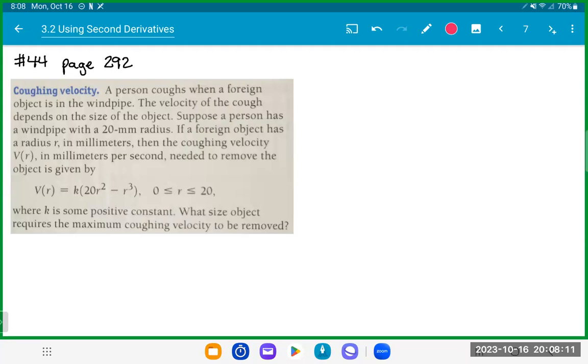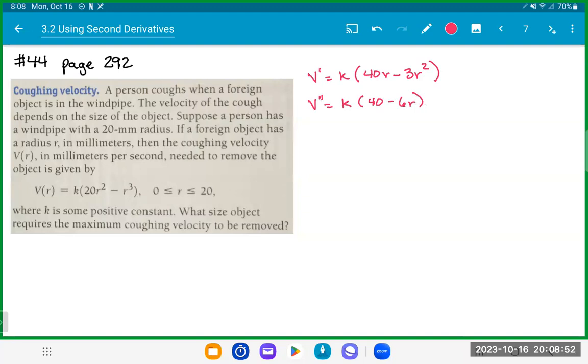Okay. So first we can do our derivatives. So our first derivative is going to be K, that constant, right? So K is some positive constant. So remember when we take derivatives, that can stay out there. But the derivative of 20r squared becomes 40r minus 3r squared. Okay. So our second derivative then would be K times 40 minus 6r.